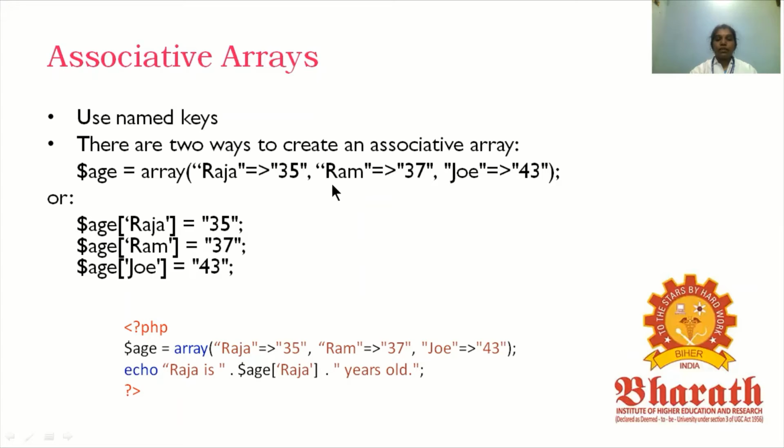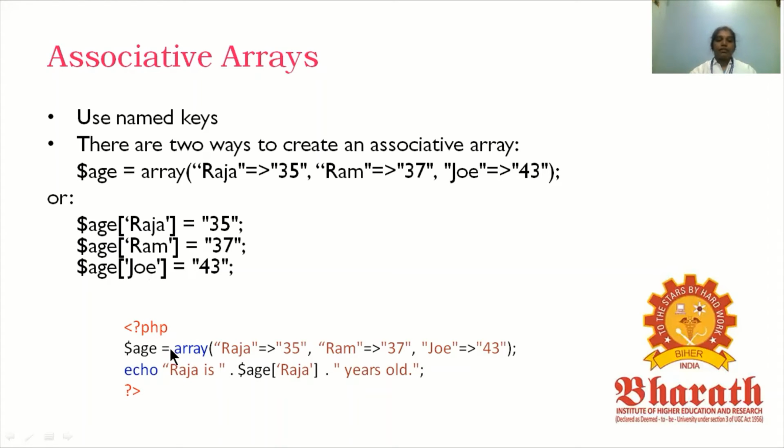And what about the second? Rom => 30. This is the second element of the associative array. Similarly, Joe => 43. This is the third element of the array. Clear? Now see the program script.